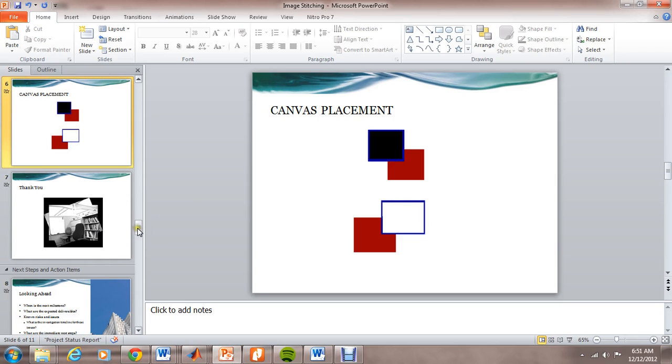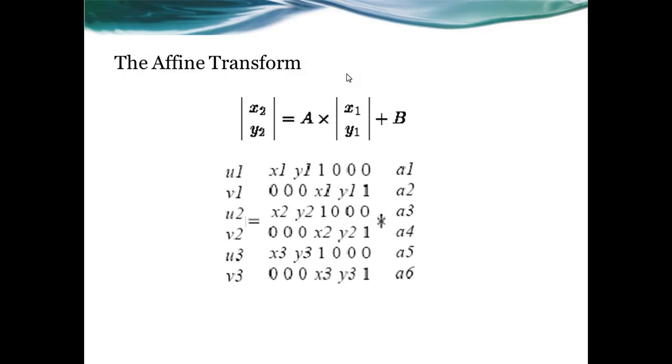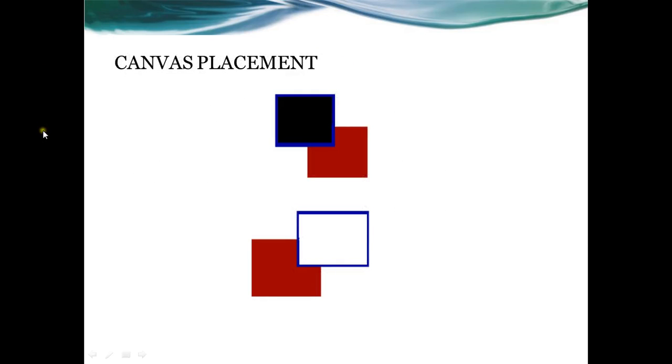Okay, so the next part of the project is the canvas placement. Once the images have been brought together, you need to figure out how big the final canvas needs to be so that both images fit onto the canvas as one single piece, and that can be figured out based on how one image is moved with respect to the other and the sizes of the two images.